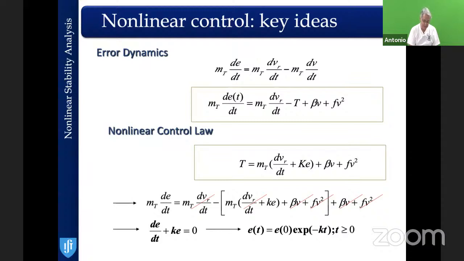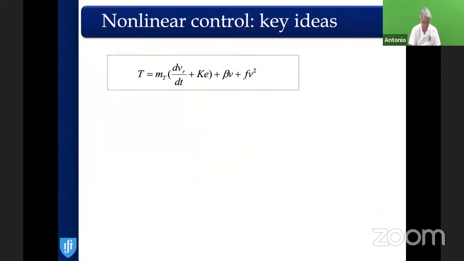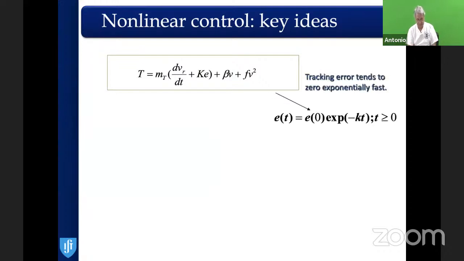So it's a bit amazing because, in fact, the reference is even time varying, but you are able to do it in a very simple manner. Okay, there you go. Look at the control law. It's a bit more complicated, but you can still implement this. And the tracking error goes down to 0 exponentially fast.